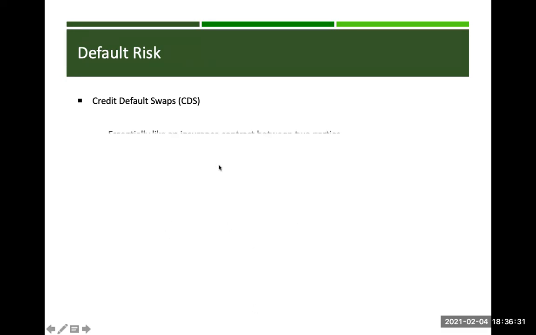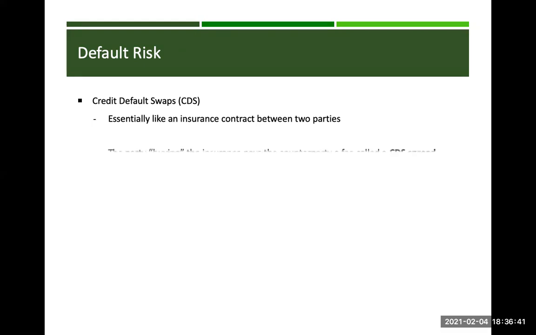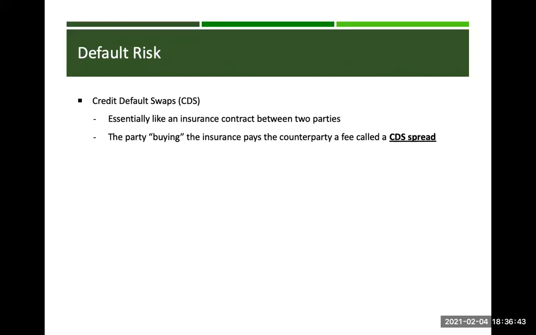CDS are expensive. It is essentially an insurance contract between two parties in the financial markets. The party buying the insurance pays a fee. It's like an insurance premium. That fee is tied to what's called the CDS spread. CDS spreads are typically quoted in basis points. 1 basis point is 1/100 of a percent.